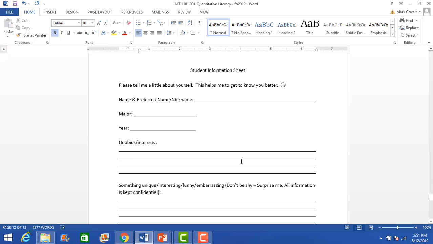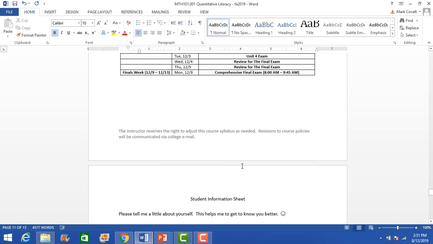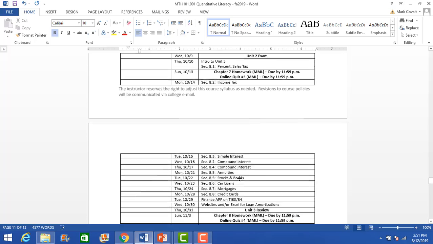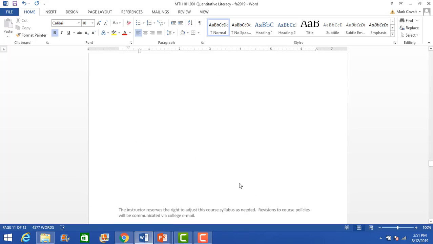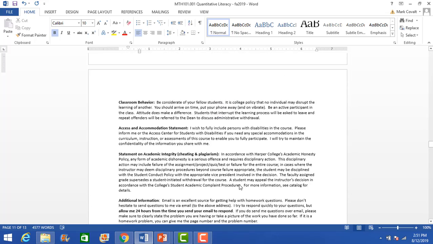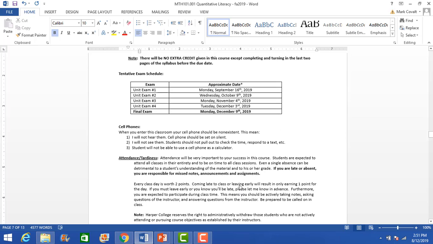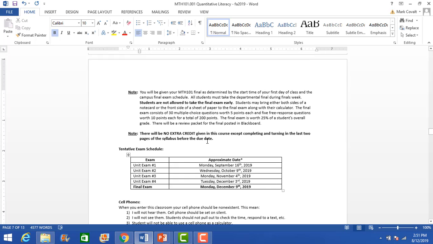Okay, so here are the last two sheets. This is where you're going to get your extra credit. The extra credit for this class is 10 exam points. You get 10 exam points for turning in the last two sheets. And so let me put that here as well.